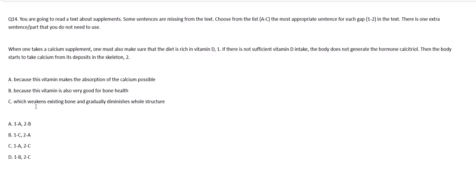If you see option A, because this vitamin makes the absorption of calcium possible. That's why we are taking vitamin D along with the calcium supplement. If there is not sufficient vitamin D intake, then the body does not generate the hormone calcitrol. Then the body starts to take the calcium from its deposits in the skeleton. What happens if the body starts to take calcium from the skeleton? Here is option C, which weakens existing bone and gradually diminishes the whole structure. First, we have to read the sentence, understand it, and see which option better fits into the sentence.